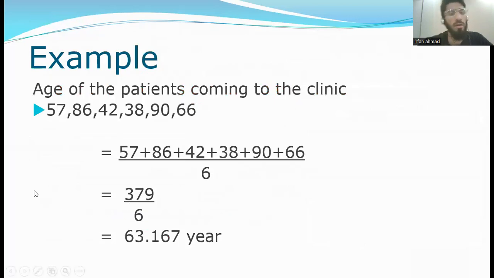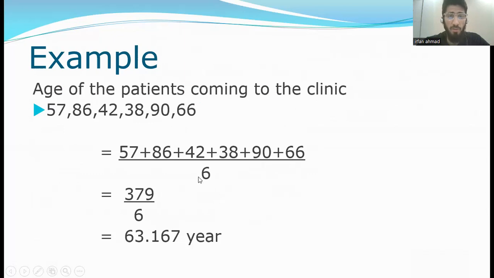Examples. Now let's talk about the example. For example, we have these patients: 1, 2, 3, 4, 5, 6 patients, and this is the age of each patient coming to the clinic. The ages are 57, 86, 42, 38, 90, and 66. So we have to sum them up, and the number of patients is six.